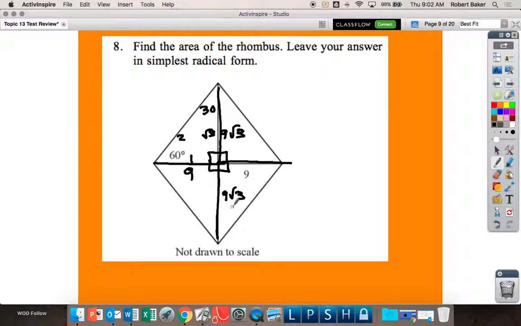So using special right triangle tricks to find the length of the missing diagonal, then we use our same formula, 1/2 of diagonal 1 times diagonal 2. So I'll have 9 square roots of 3 and 9 square roots of 3. It's 18 square roots of 3 total. So we multiply all that together.